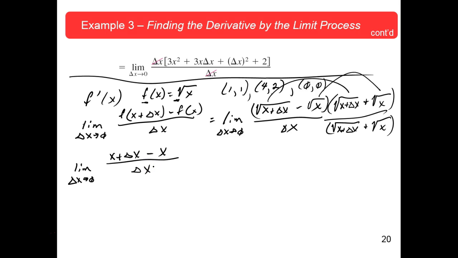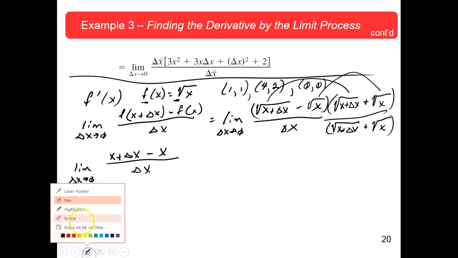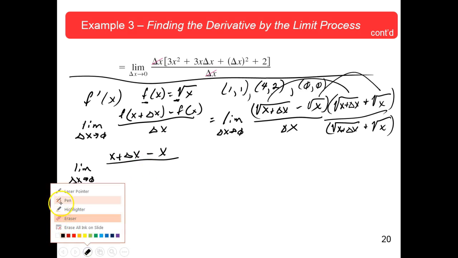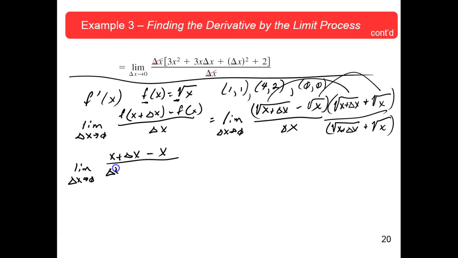Is that right? Oh, no. You're trying to get me to do something wrong, weren't you? Okay, it's delta x times the square root of x plus delta x plus the square root of x. We had to multiply that, remember? But what do you notice about your numerator now? x minus x goes to 0.